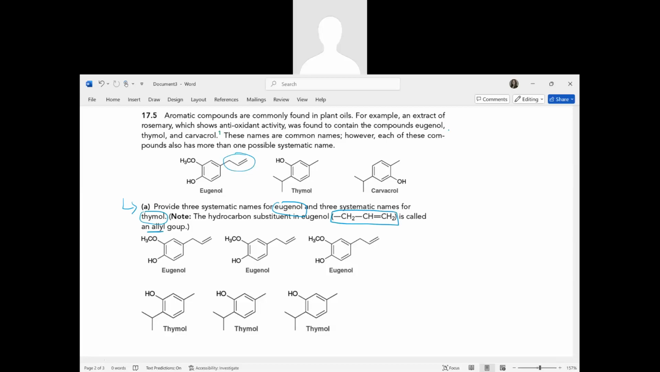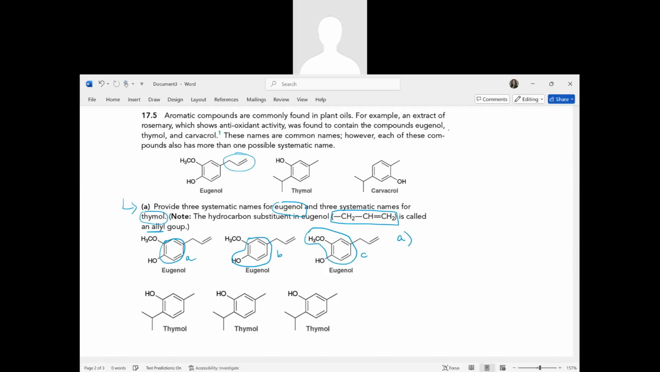So we can name it with 3 different parents. We can name the benzene as our parent. We can name it as a phenol parent, or we have this methoxy group here, so we can name this as an anisole parent. So we'll call this A, B, and C for eugenol.